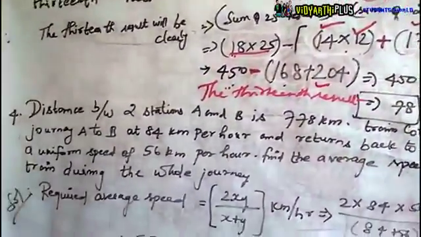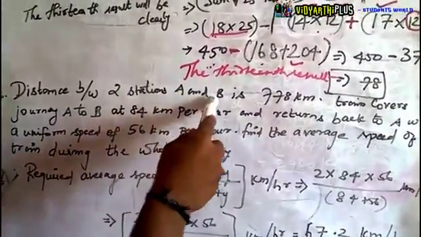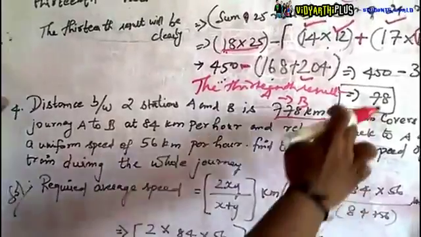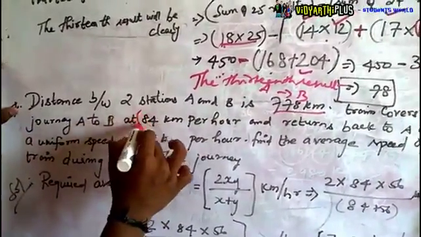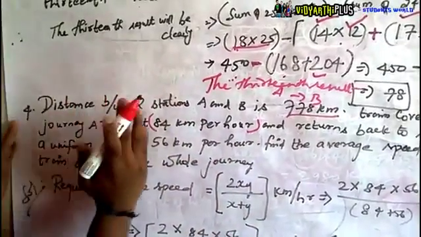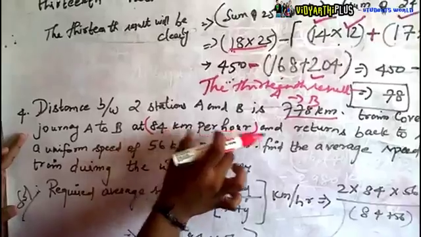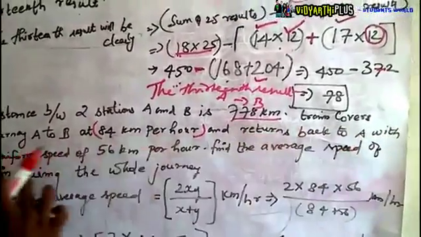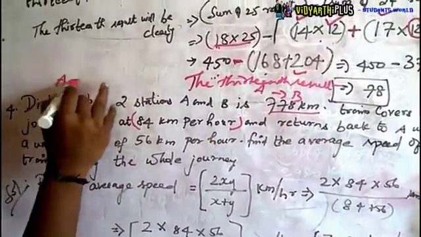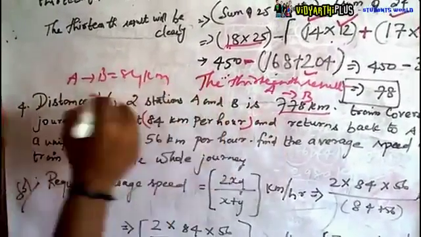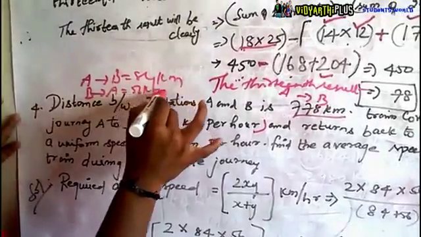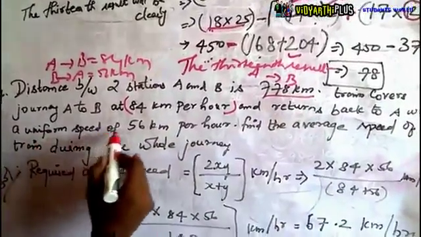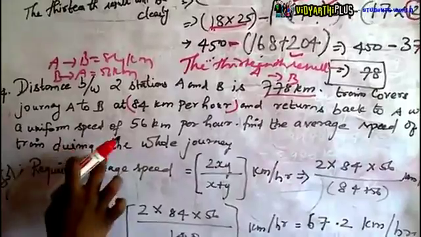Now question number 4, the last question in this chapter. The distance between two stations A and B is 778 kilometers. The train covers the journey from A to B at 84 km per hour. That is, in a single hour it covers 84 km. It returns back to A with a uniform speed of 56 km per hour. From A to B it went at 84 km per hour, but while returning from B to A it went at 56 km per hour. The distance is the same, but the speed is varied. Find the average speed of the train during the whole journey.